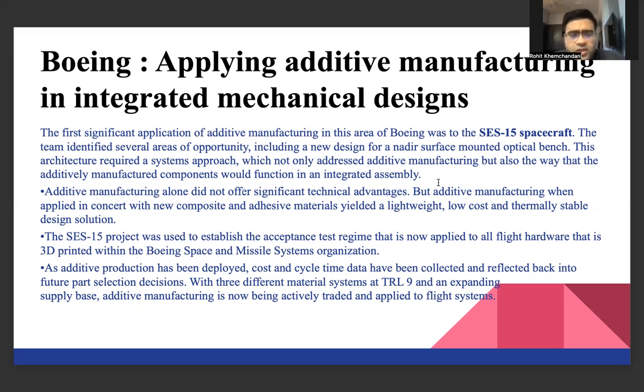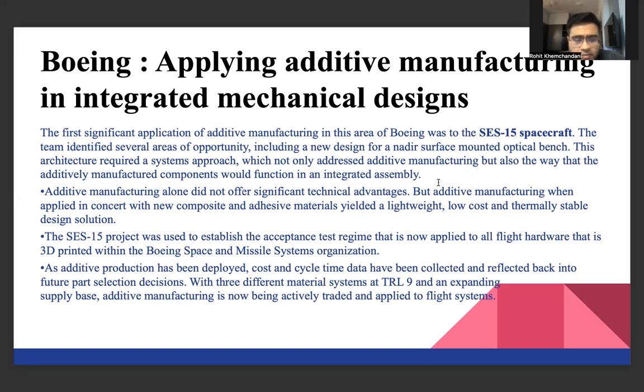So additive manufacturing alone did not offer significant technical advantages, but when applied in concert with new composite and adhesive materials, it yielded a lightweight, low-cost, thermally stable design solution, which is the major thing in the aerospace industry. The SES-15 project was used to establish the acceptance test regime that is now applied to all flight hardware that is 3D printed within the Boeing space and missile systems organization.